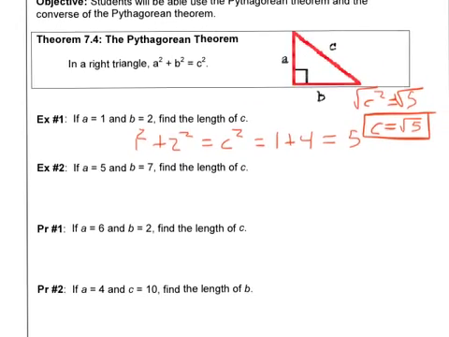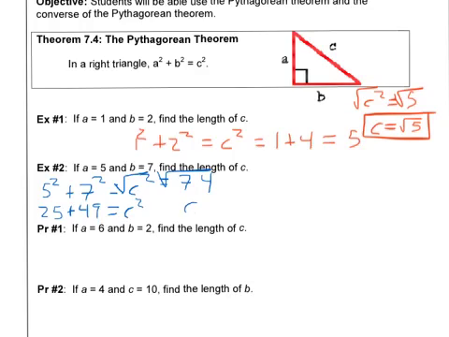Try the next one. A equals 5 and B equals 7. I'm going to do this one in blue just to change it up. So we could say that 5 squared plus 7 squared has to equal C squared. Well, 5 squared is 25, 7 squared is 49. So that equals C squared. Well, 25 plus 49 is 74. And so if you take the square root of both sides, I get C equals square root 74.